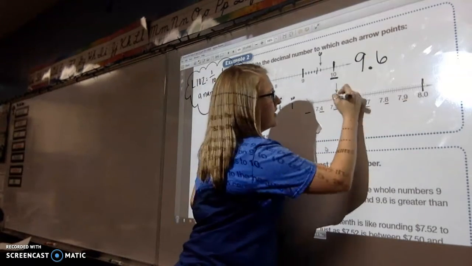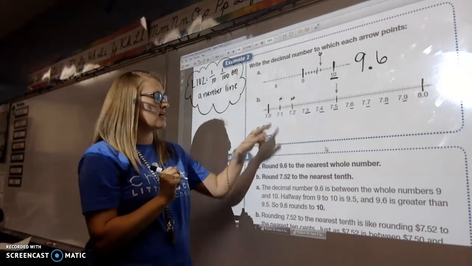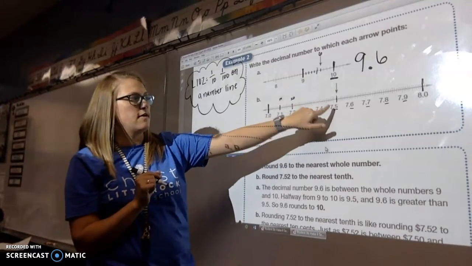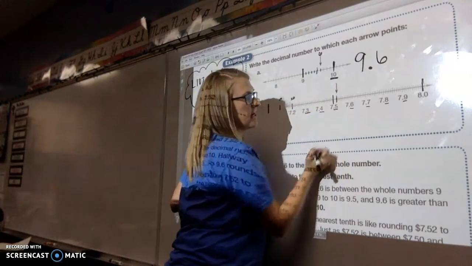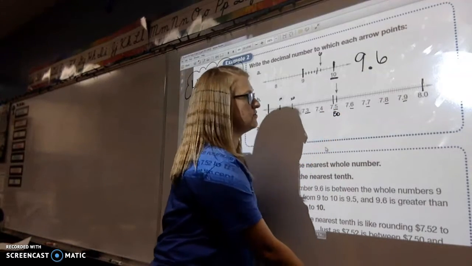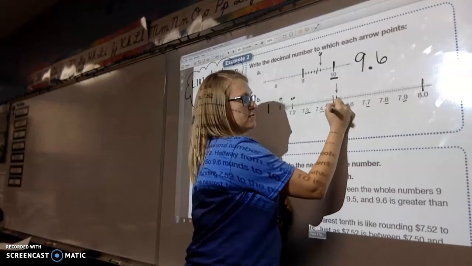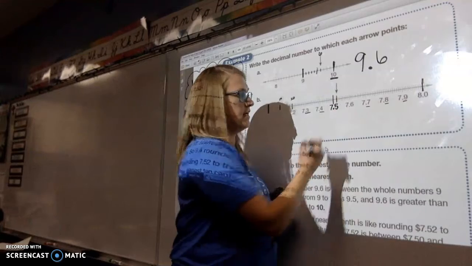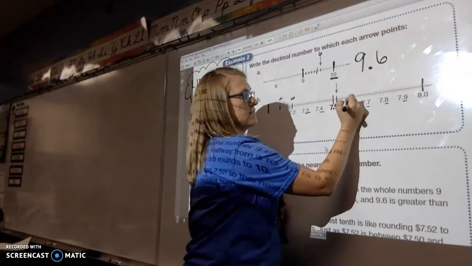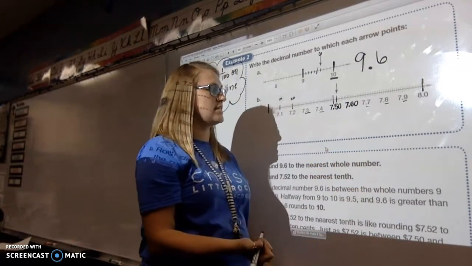So my arrow is pointing to this line here. I've gone 10, 20, 30, 40, 50 is this line here. What I always like to do, I've gone 50, so I'm going to erase this. I'm going to pretend that instead of just 7.5, it's actually 7.50 since I've gone 50. And instead of 7.6, I'm going to write 7.60.